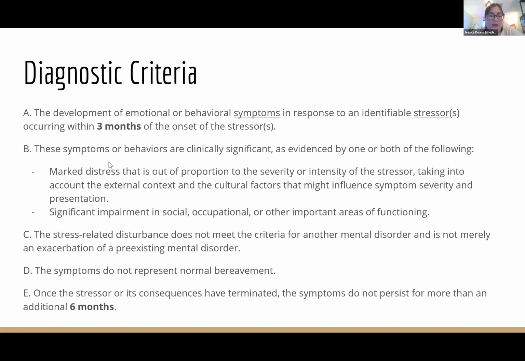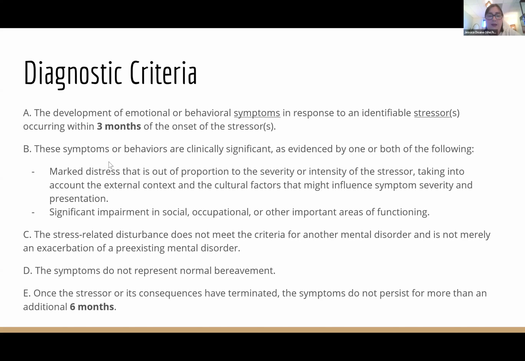So then we've got criterion B here. These symptoms or behaviors are clinically significant as evidenced by one or both of the following. Marked distress that is out of proportion to the severity or intensity of the stressor, taking into account the external context and the cultural factors that might influence symptom severity and presentation. That's incredibly important as well. Different cultures handle and react to stress differently. Some cultures are discouraged from sharing when they're experiencing stress. So some of the symptoms might not be as obvious as they would be in other folks. So keep that in mind. You might have to dig a little bit deeper to see what are those symptoms or responses to that stressor. So remember, one or both.